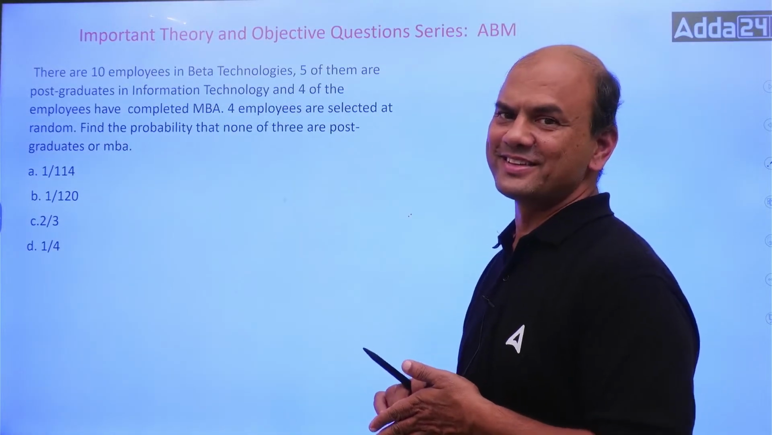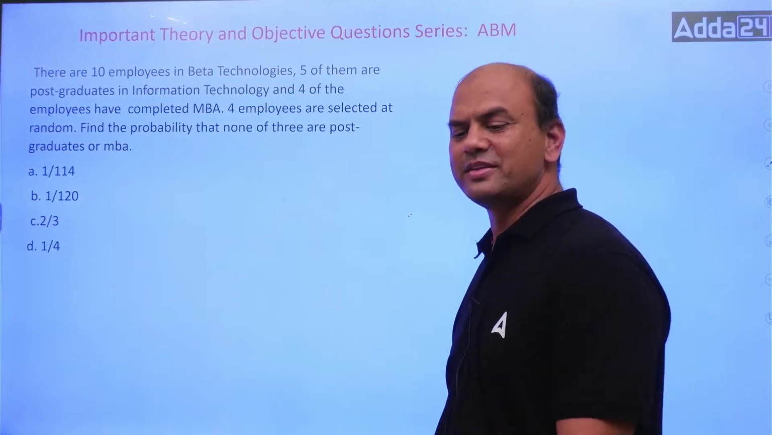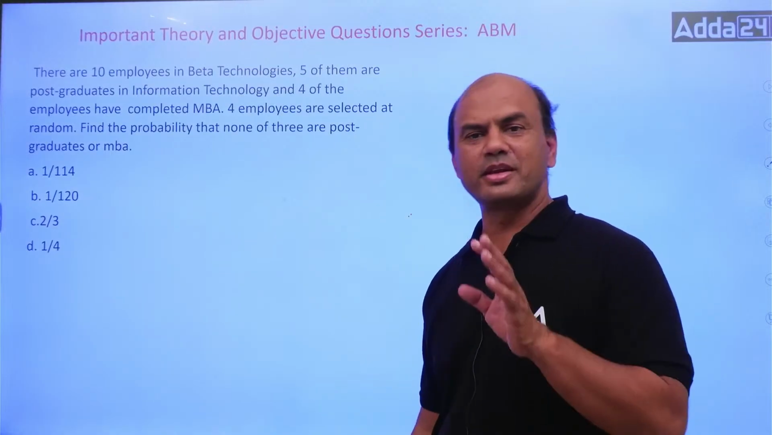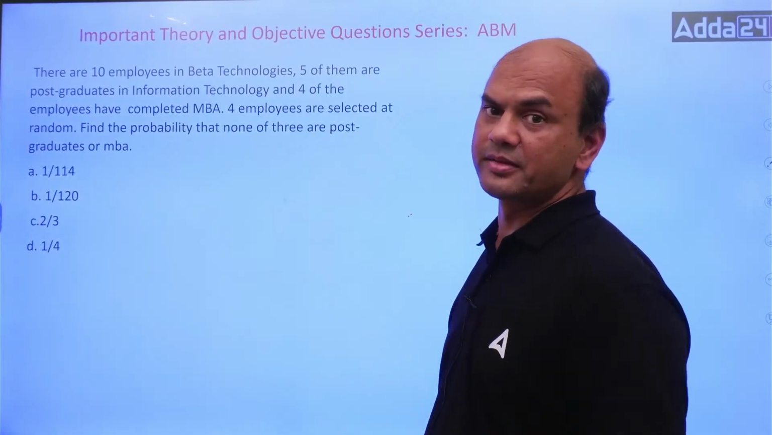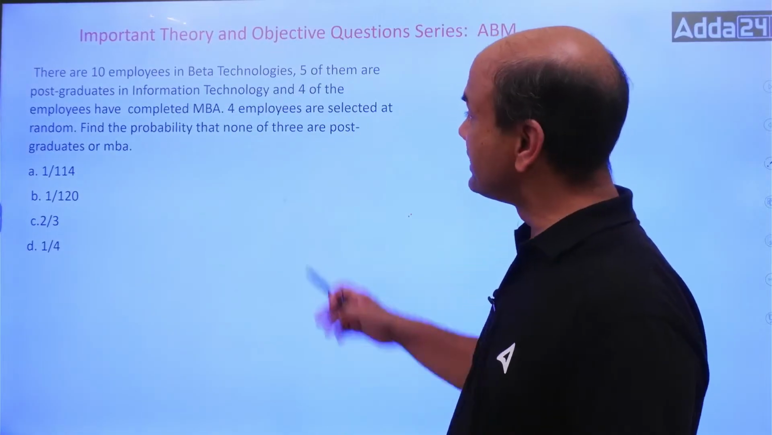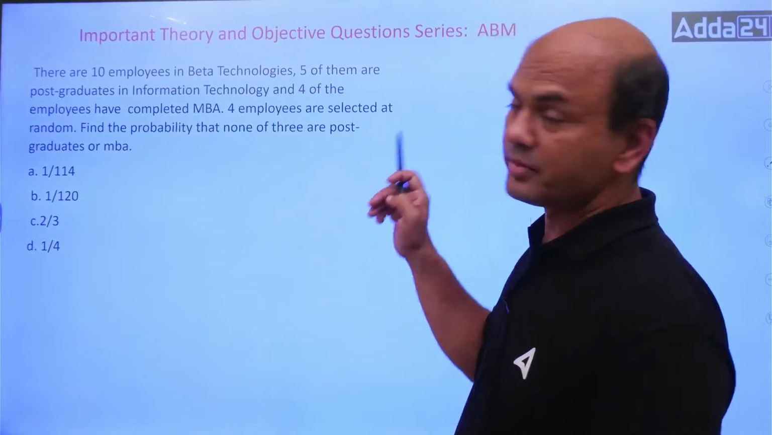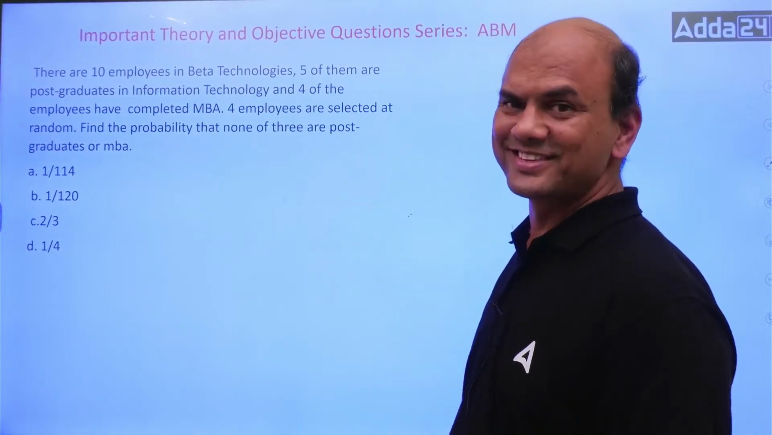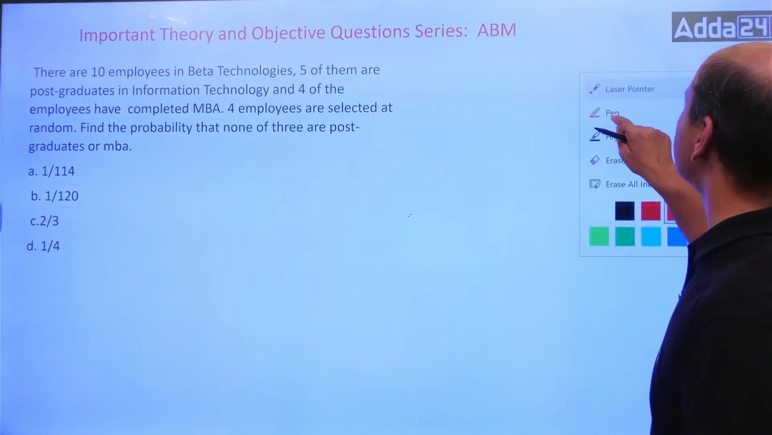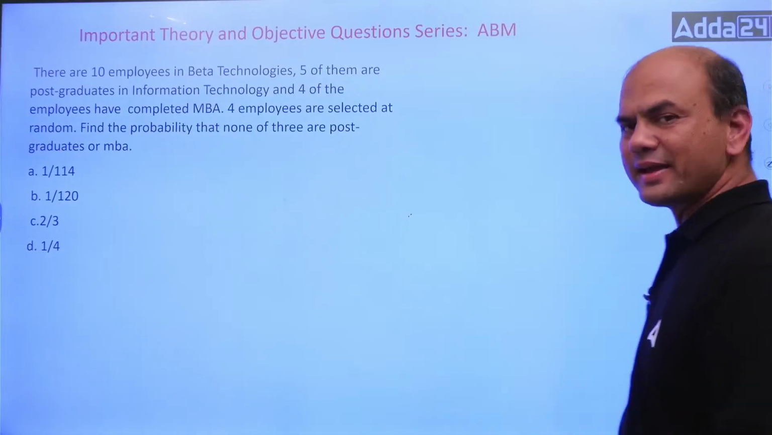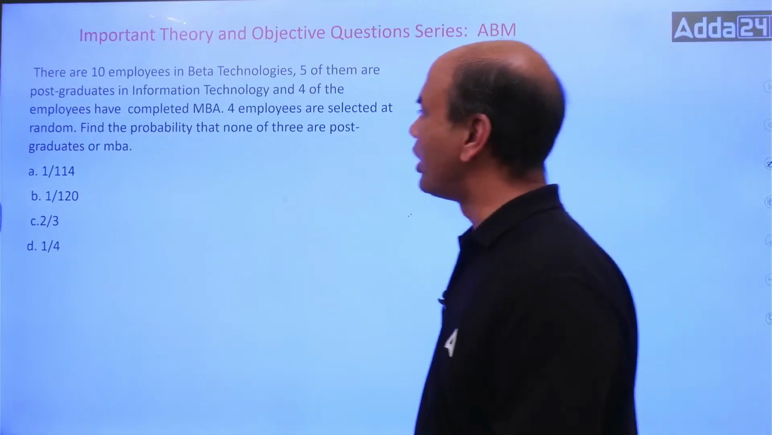Let me see. Try it everyone. This problem is really difficult. You want a negative probability. None of them is PG or MBA. Both of them, you don't want anyone. So, how to solve this? Again, same logic. How many are selected?